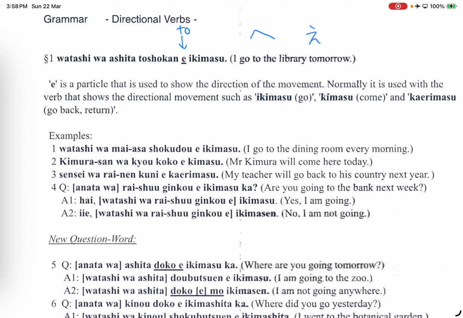Okay, so the dining room, shokudo, it's not just limited to a dining room. It is just a place, a hall where you eat, a hall where you dine, right? So it's like 食堂, right? 食堂 can be, it's very vague, right? So please don't think of it as dining room only.